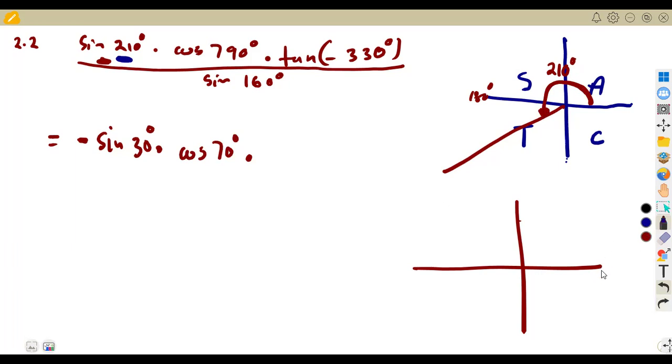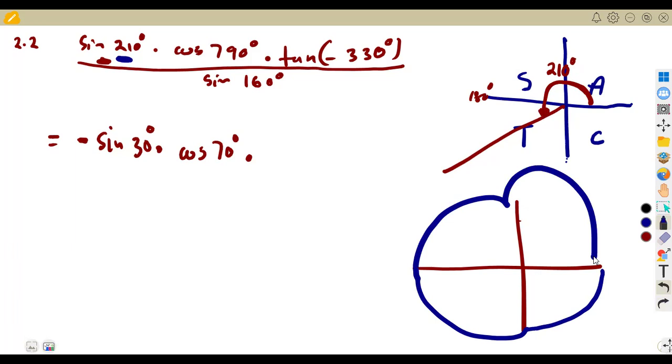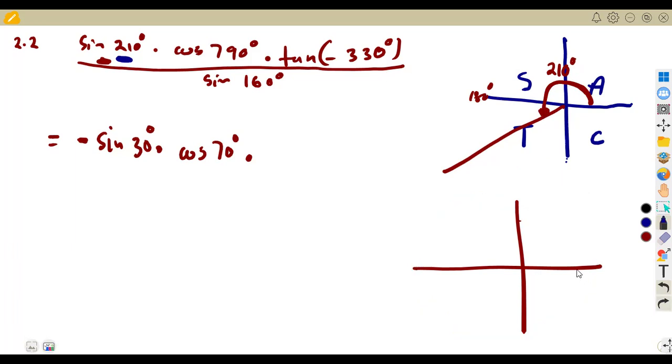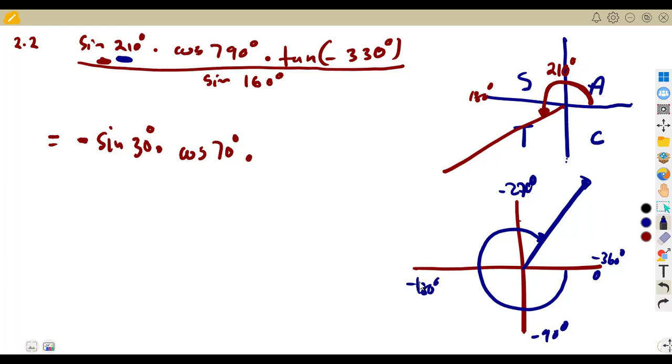So for a negative angle, this will be 0 here, minus 90, minus 180, minus 270, minus 360. As we can see, minus 330 is going to be in between this interval. This is where we get our minus 330 degrees, between minus 270 degrees and minus 360 degrees. We are taking our angles in the clockwise direction. They are taken as negative. This is 0, this is minus 90, this is minus 180. They are taken as negative angles.